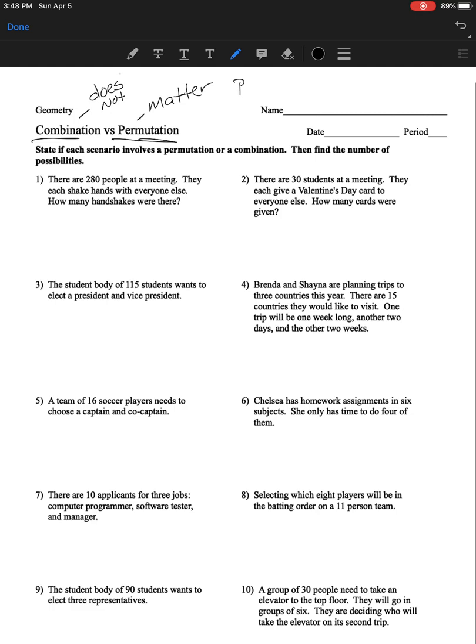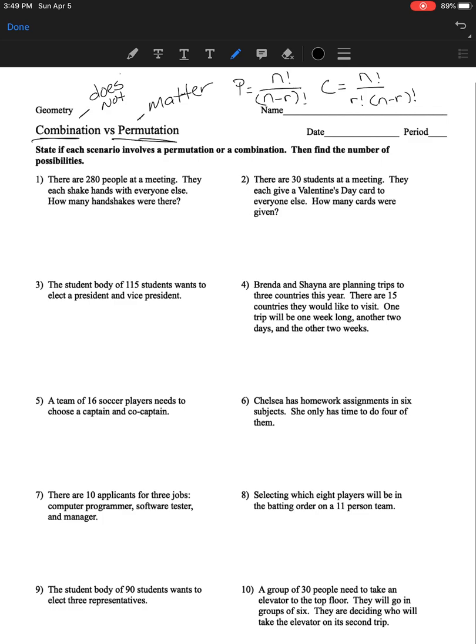For permutation, it's n factorial over n minus r factorial, and that's it. Combination is n factorial, and then there are two numbers on the bottom: r factorial, and then n minus r factorial. So we're going to use both formulas on this assignment. The key is figuring out which one we're going to use, okay? So let's look at number one real quick.